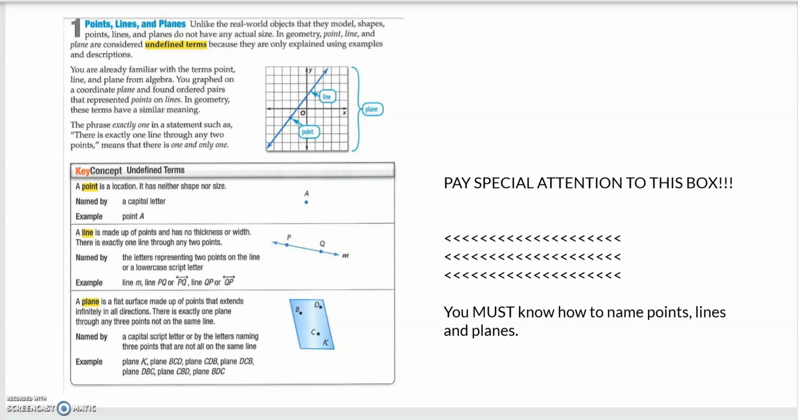But then there's one more way to name a plane. If there's a capital script letter, that's like cursive. It's hard to make one single letter in cursive sometimes because that K kind of just looks like a regular K. But that would be another name for that plane, plane K. So we could name it with 3 points. 3 points names a plane as long as the points are not on the same line. Or you can name it with just the one letter that labels that plane, plane K.